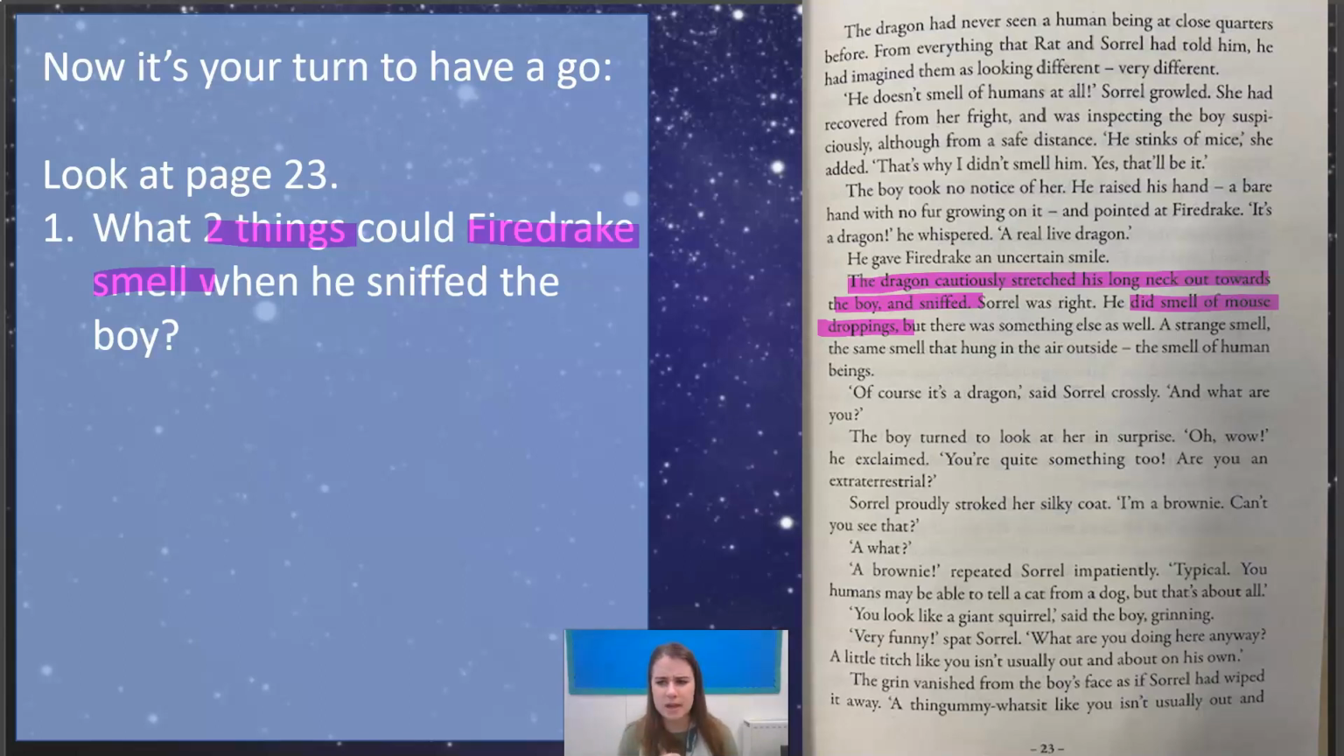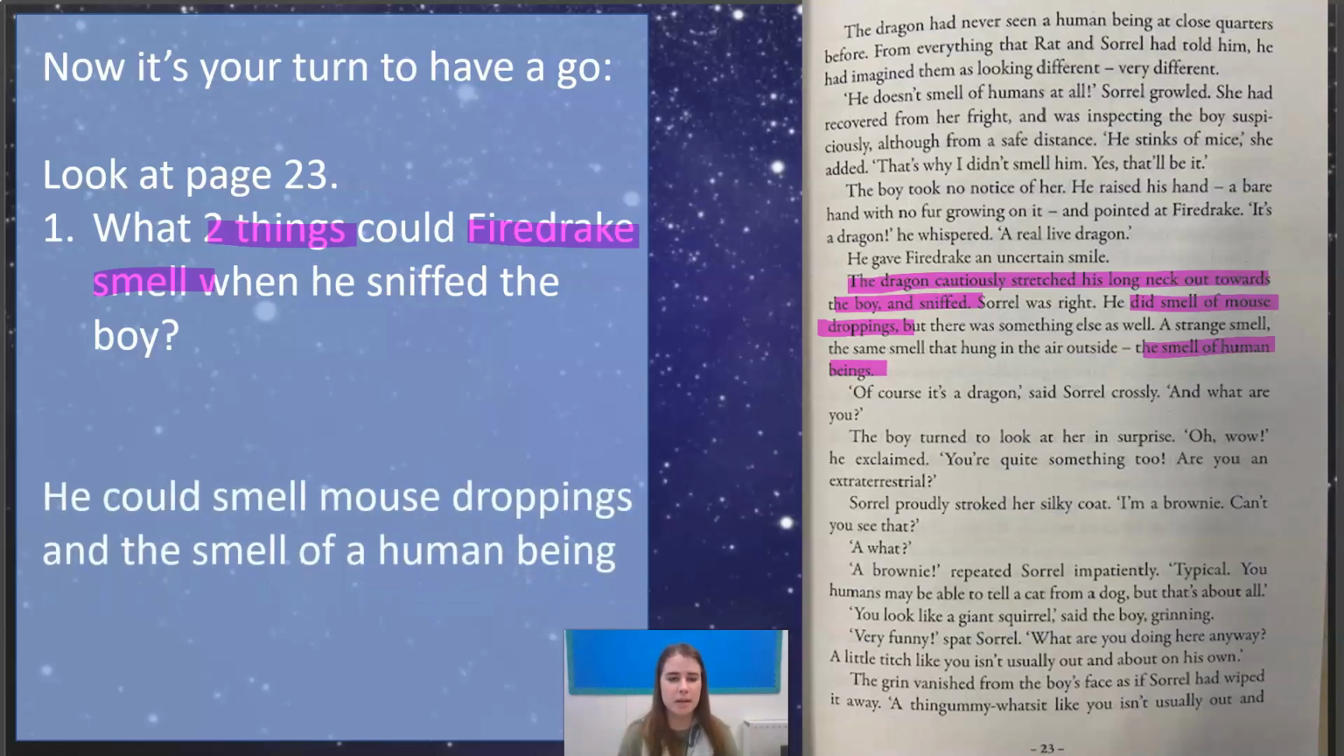But there was also something else as well. A strange smell, the same smell that hung in the air outside, the smell of humans. Okay, now that key phrase there, there was something else as well, tells me it's going to be another thing that he's going to smell of. So now I'm going to go back to my question, what two things could Firedrake smell? I'm going to go back on what I've looked at. So 1, smells of mouse droppings, and 2, smells of human beings.